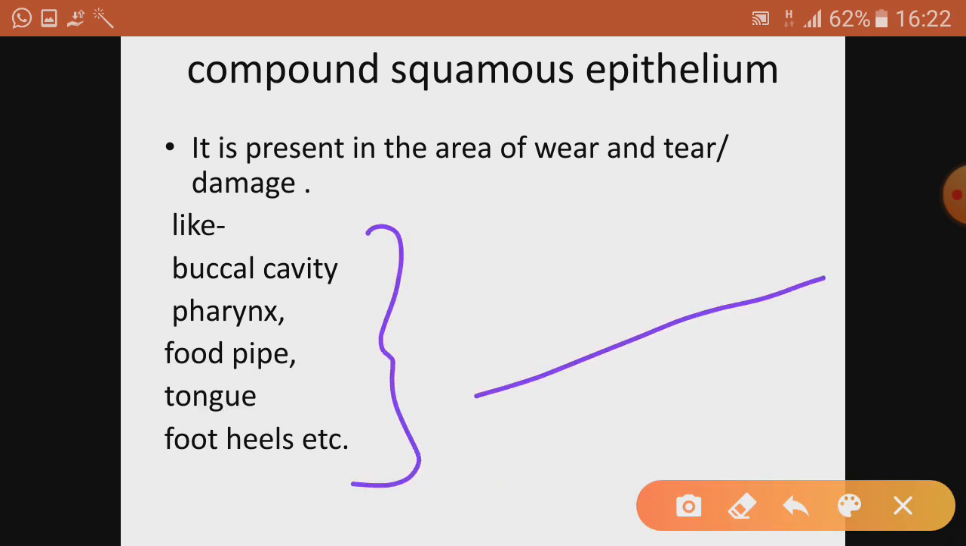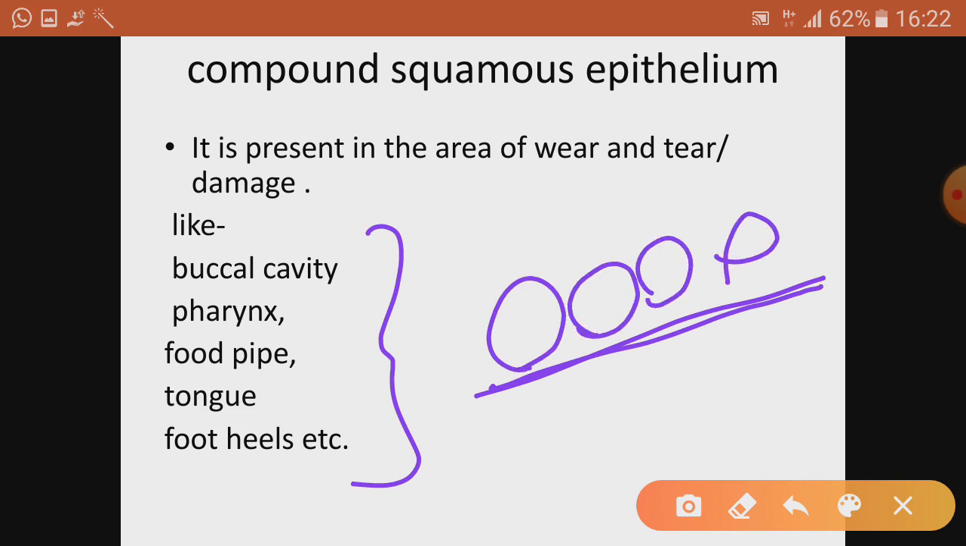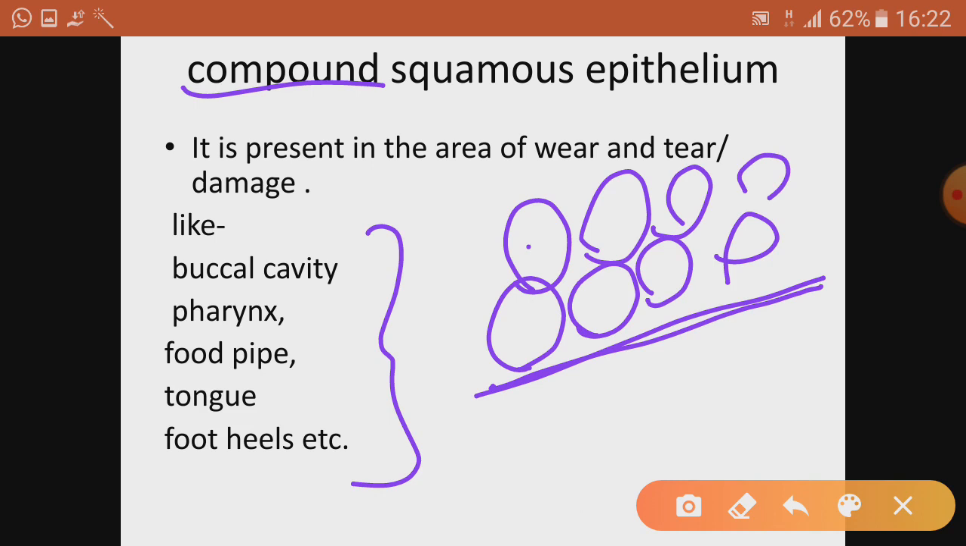So if this is the basement membrane, these are the cells, and you know this is compound squamous, so it will have multiple layers of cells. And if there is some wear and tear of these cells, the basement membrane keeps adding new cells. So such kind of epithelium, that is compound squamous epithelium, is present in the areas of the body where there are more chances of wear and tear.